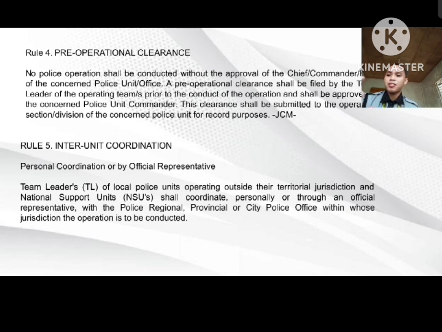So the leader must file this clearance before the operation begins. Once it is approved, it is submitted to the operation section for documentation. This process promotes accountability, coordination, and discipline, making sure that every operation is legitimate and follows proper procedure.